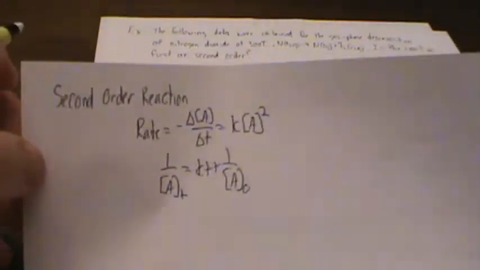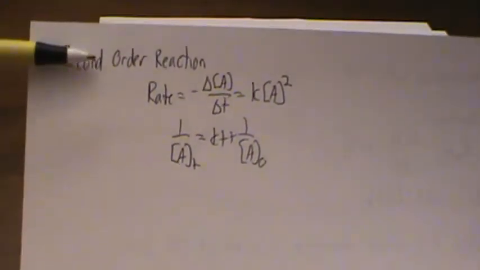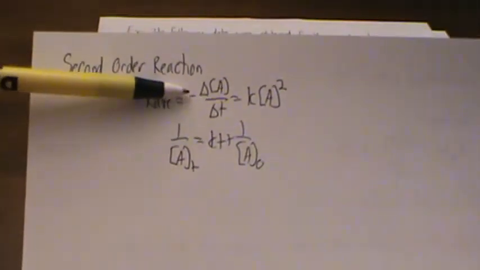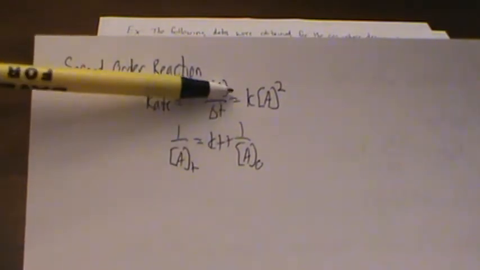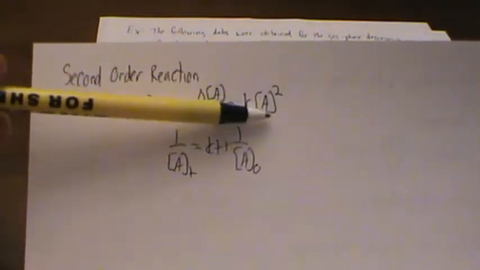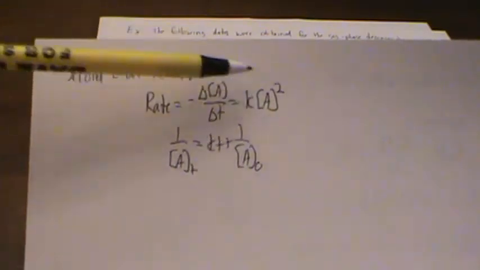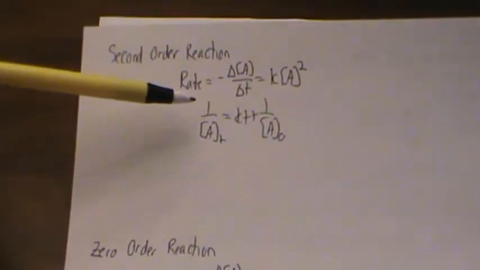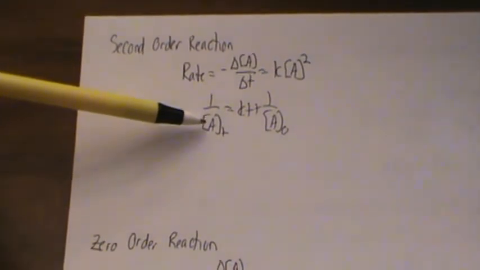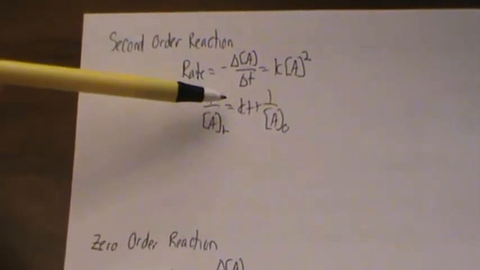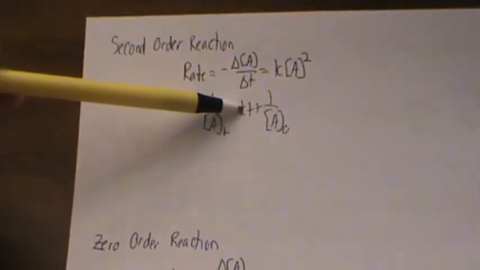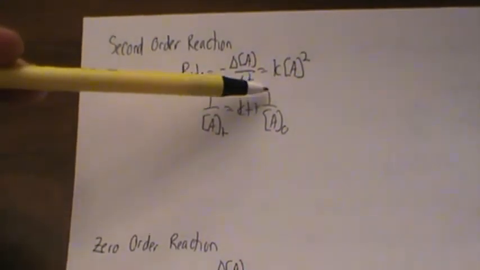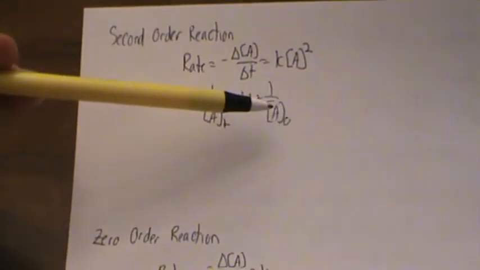Now, the other formulas that we can have, like I said, if it's a second order reaction, our rate of disappearance is equal to K times the concentration of our reactant squared, raised to the second power. The formula that we use is we take the inverse of the concentration at a certain time, and that's equal to the rate constant times time plus the inverse of our initial concentration.